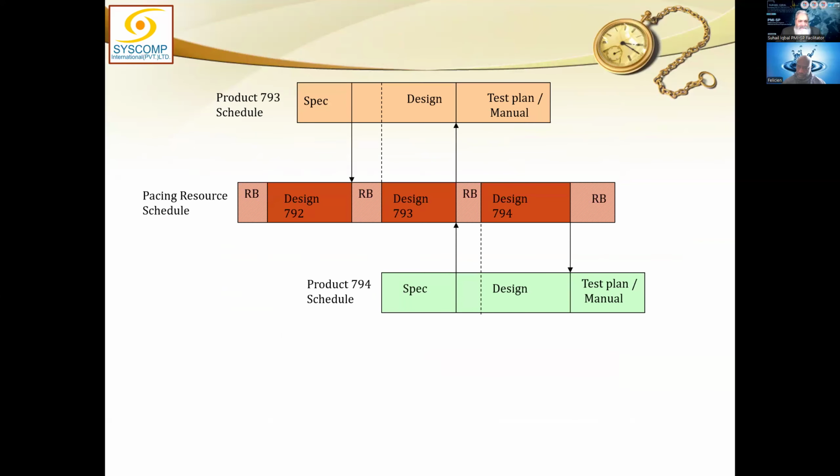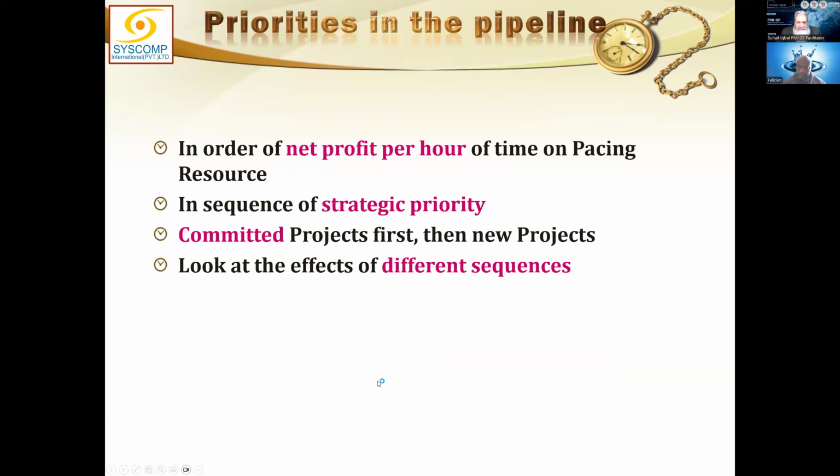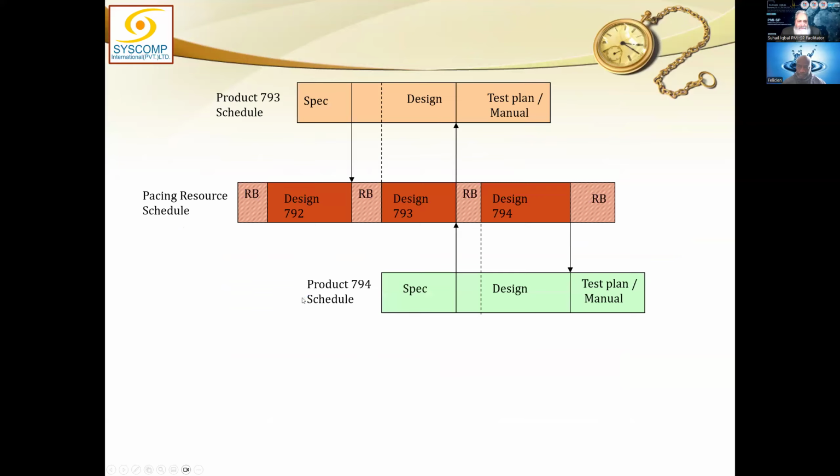Okay, let us try to make a head and tail out of this thing. Product 73 schedule, 793 schedule, specs, design, and test plan. This is one. Pacing resource schedule, design 792, design 793.